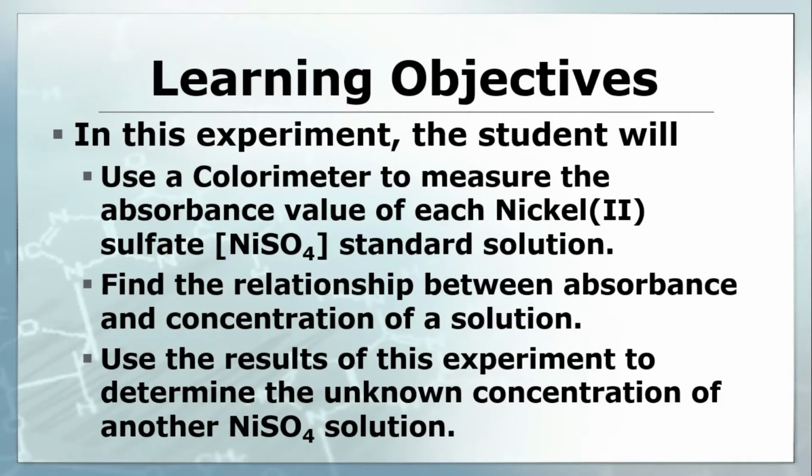Our learning objectives in this experiment for today's video include the following. The student will use a colorimeter to measure the absorbance value of each nickel(II) sulfate standard solution, find the relationship between absorbance and concentration of a solution, and use the results of this experiment to determine the unknown concentration of another nickel(II) sulfate solution.